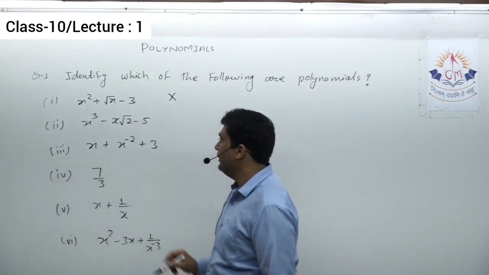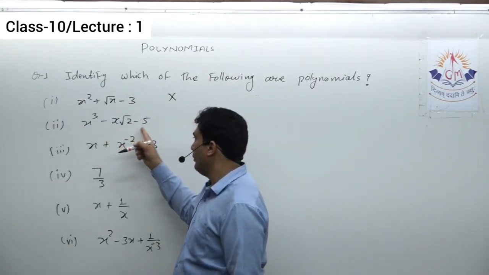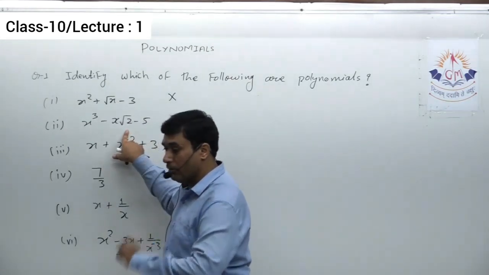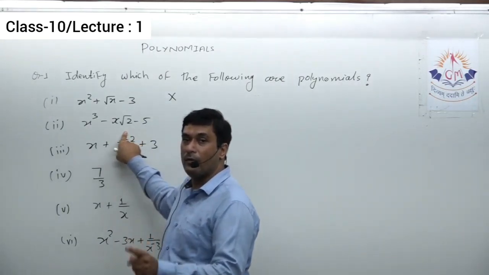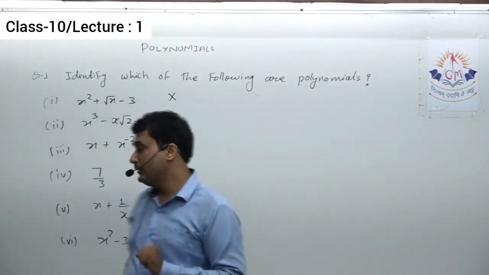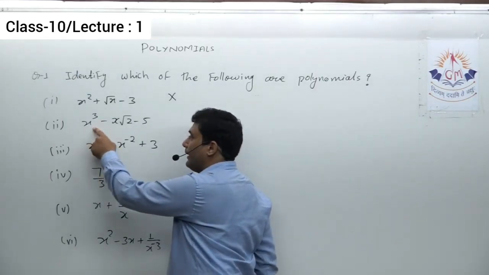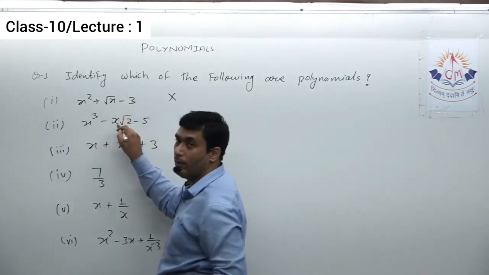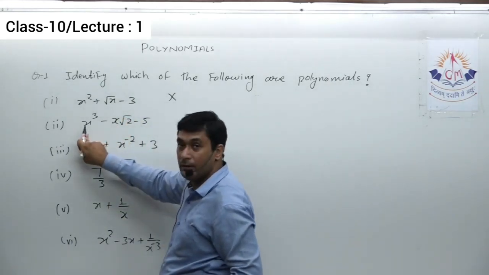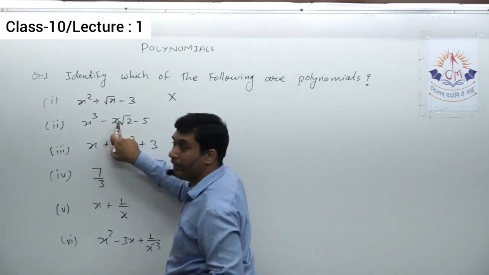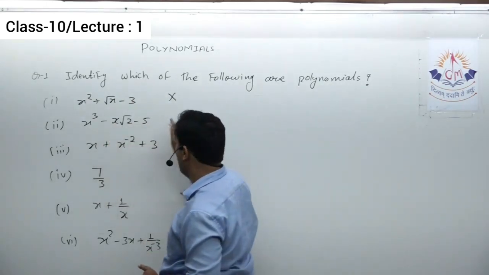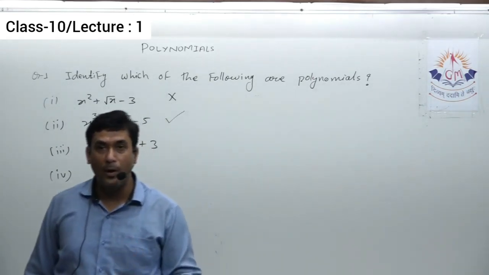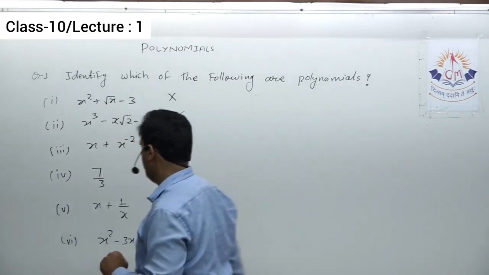Okay, now next, x cube minus x root 2 minus 5. Now many of you will say this is also not a polynomial because root 2 is there. So again I am repeating, you have to check the power of the variable, not the constant. Here the power of the variable x is 3, here the power of the variable x is 1. If there is nothing, it means the power is 1. So here the power of the variable is 3, which is a whole number. Here the power of the variable is 1, which is again a whole number. So this is a polynomial. So you have to just concentrate on the power of the variable, not the constant.